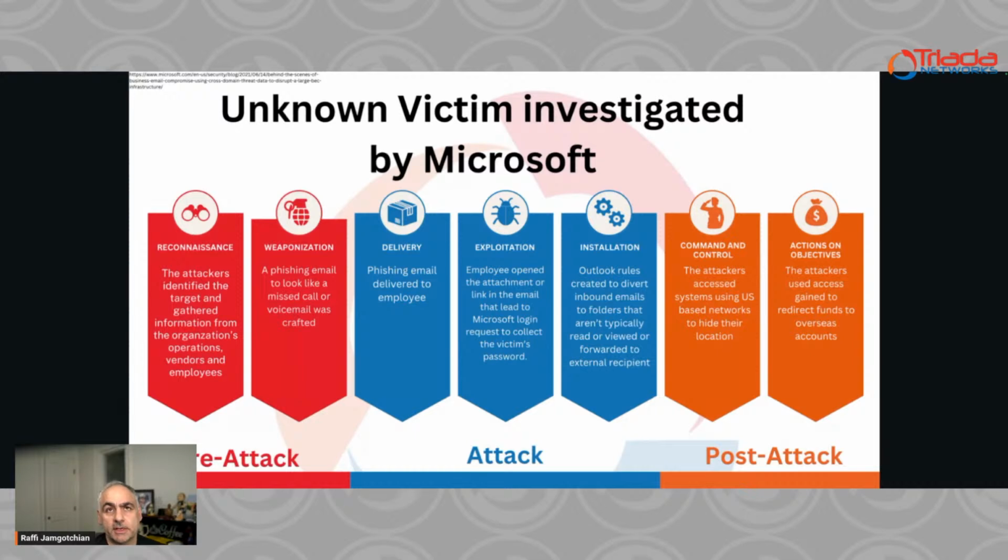In this case, they used a fake voicemail. The fake voicemail attachment actually opened up a website that looked like it was requesting your Microsoft credentials. Once the person logged in, they would get a page not found error or something like that. But at that point, they've already collected that person's email, maybe even a token to log in. And then that is used to exploit the employee's email, plant some Outlook rules to divert the inbound emails to folders that aren't typically read.